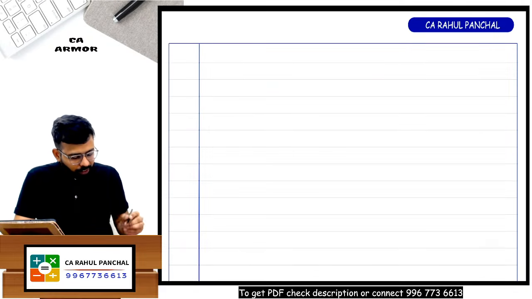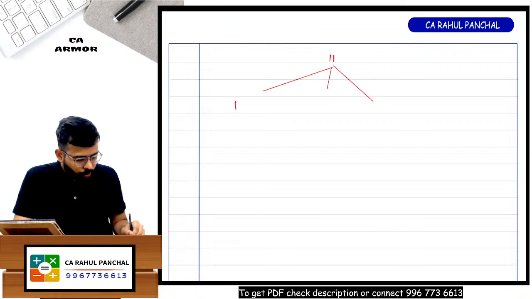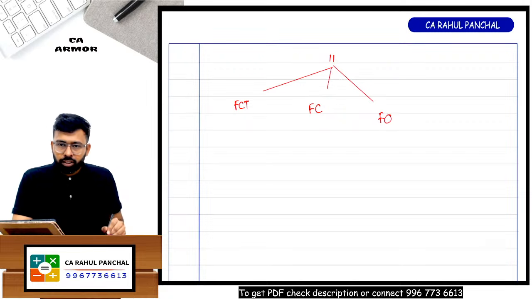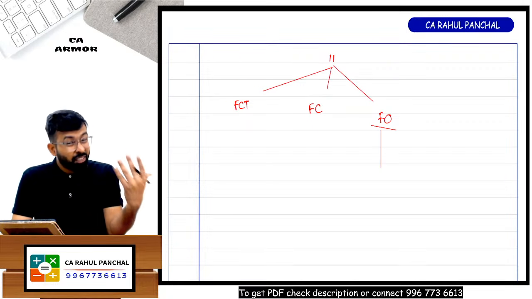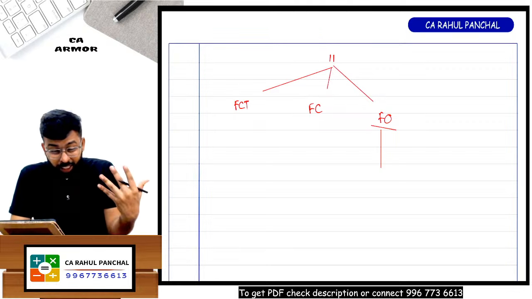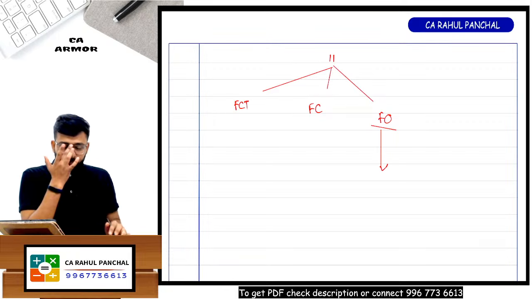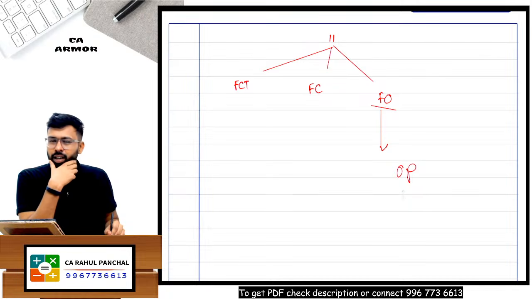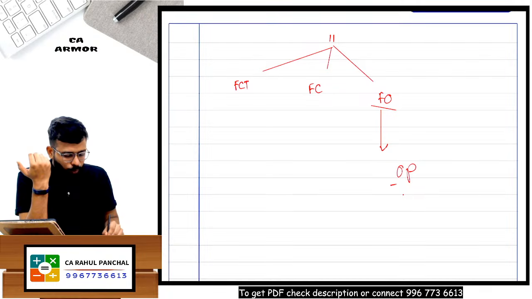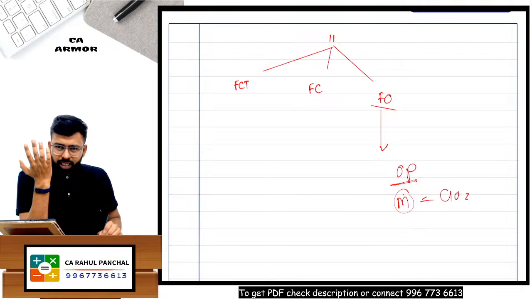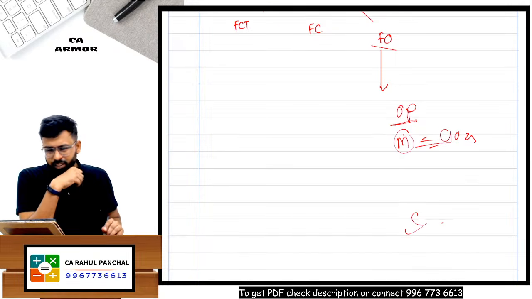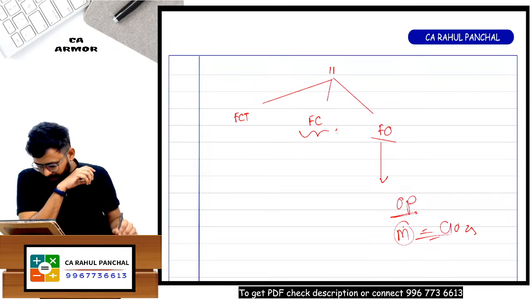Now understand. If I talk about Ind AS, AS 11 has three parts: foreign currency transactions, foreign forward contracts, and foreign operations. For foreign operations, just remember that income and expenses are always at the actual rate, but if it is not given you have to take the average rate. Accordingly we have done opening at the opening rate, then monetary items at the closing rates, and then closing stock.